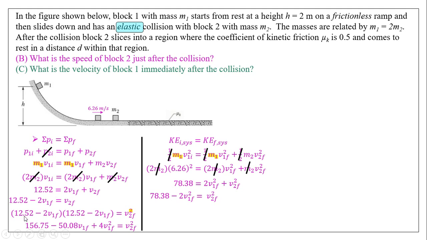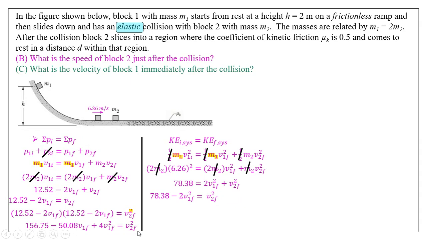So if you take 12.52 times 12.52, you'll get 156.75. But then both of these signs in the FOIL are negative. So really, all you have to do is just take 12.52 times negative 2 v1f, and then times it by 2 again because you have two identical terms. So that'll give you 50.08. And then the negative 2 v1f times negative 2 v1f. So negative 2 times negative 2 makes positive 4. And then v1f times itself is v1f squared. And then that is v2f squared if you do FOIL correctly.